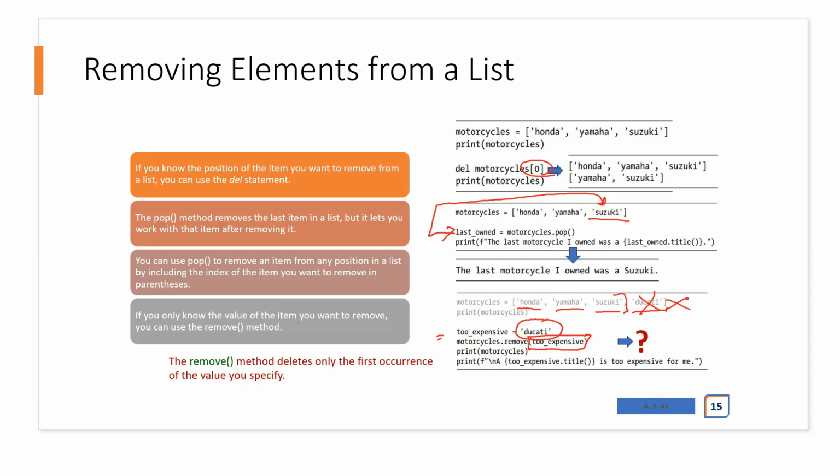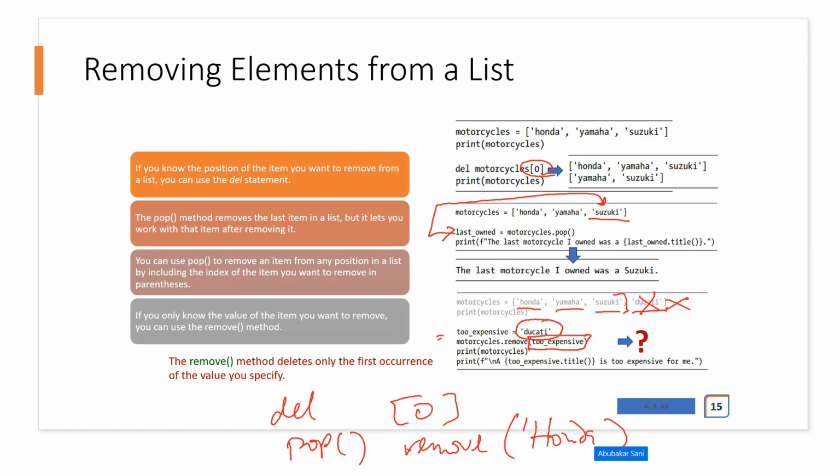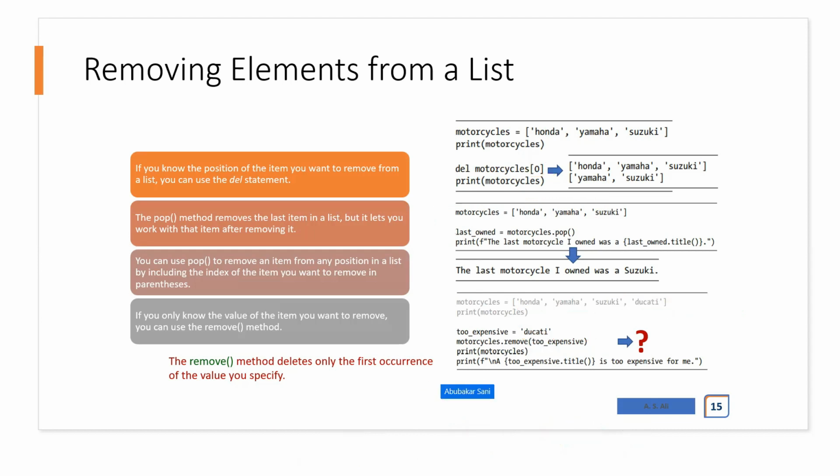So these are the three things. The del, you give it the position, the thing at index 0. For pop, it will just take out the last element. For remove, you have to give it what you want to remove. I want to remove Honda. Not the position as in this case, but rather the element you want to remove. The element you want to remove is what you give. All right, so this is removing. These are the methods we use when we are trying to remove elements from our list.